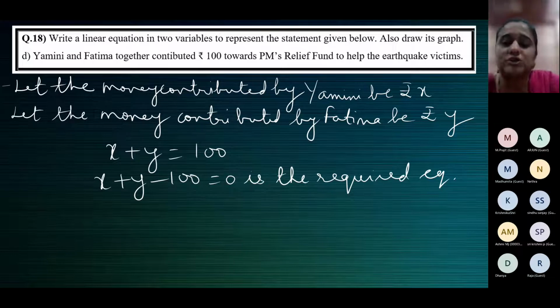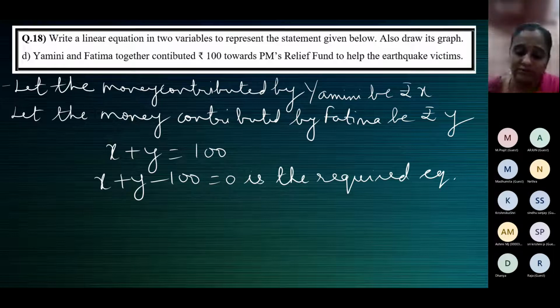We do not know how much each of them contributed. So we'll take it as X and Y. So Yamini may have given 25 rupees, then Fatima would have given 75 rupees. So X plus Y is equal to 100. The sum of the money contributed by the two friends is equal to rupees 100. Please write down.